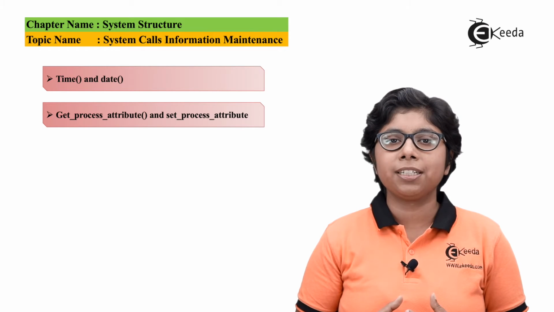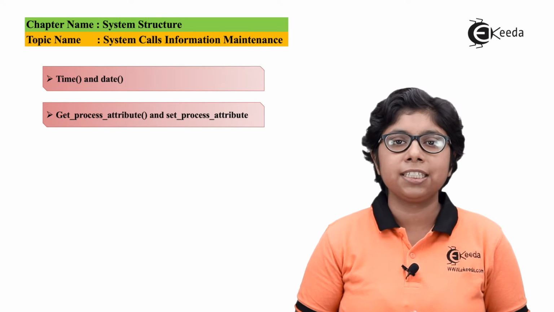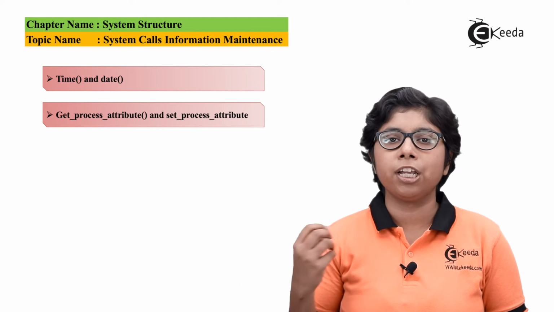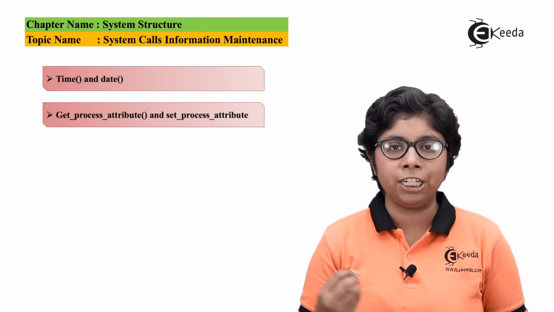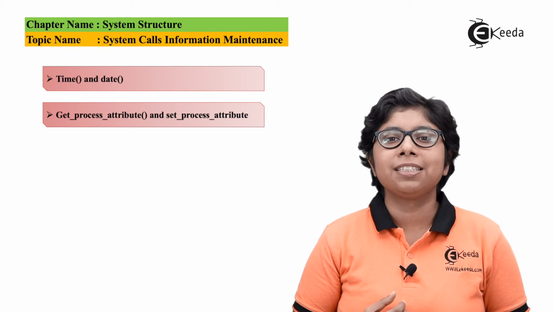The information maintenance is of crucial importance to the operating system as it can contain various detailed information about the users and the user interfaces. That is all for the information maintenance system call.